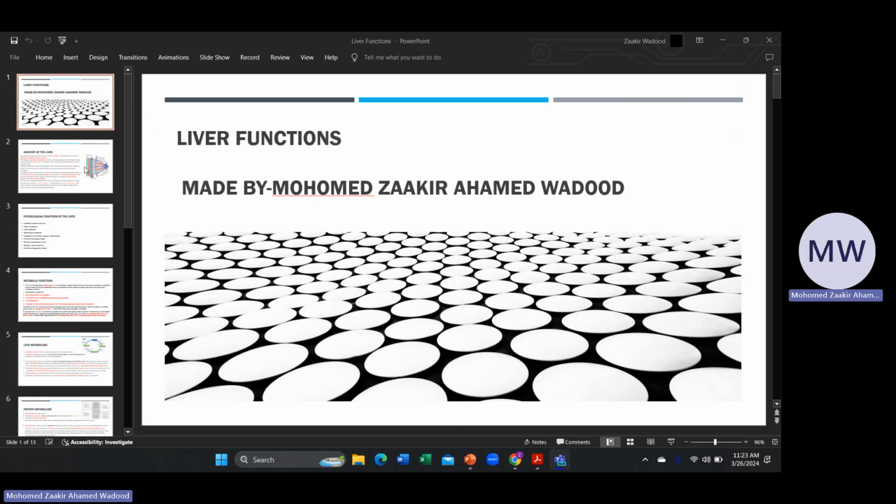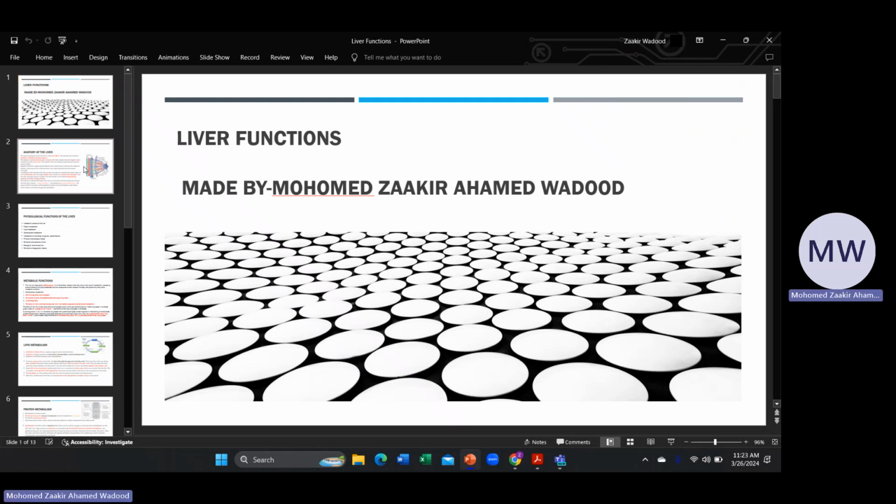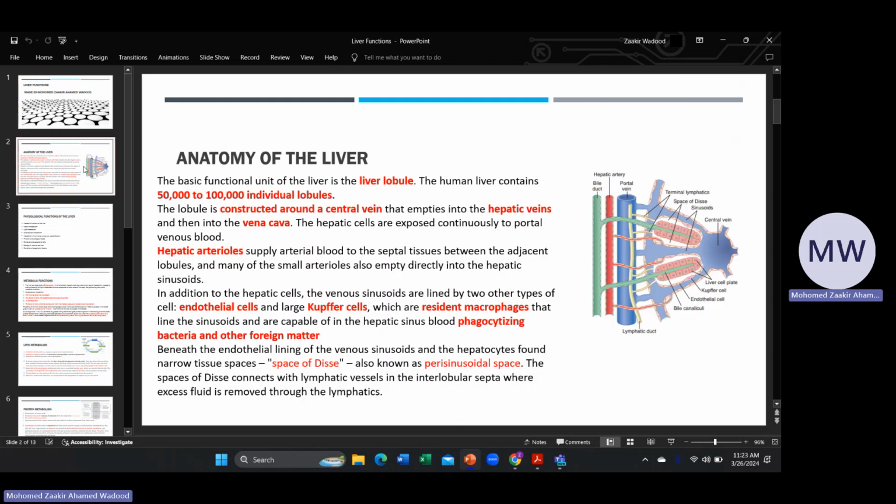And firstly, I think it would be nice to break the ice with some anatomy of the liver. So, stuff like the structure, the blood supply, things like that. And as you all probably already know, the basic unit of the liver is essentially the lobule. And on average, there can be anywhere between 50,000 all the way to 100,000 lobules. However, the important part is actually the surrounding structures.